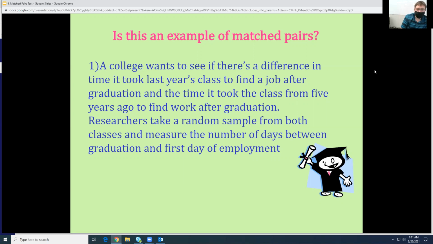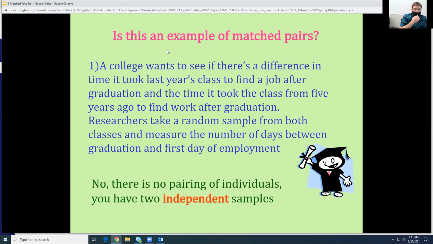All right, a college wants to see if there is a difference in the time it took last year's class to find a job after graduation and the time it took the class from 5 years ago to find work after graduation. Researchers take a random sample from both classes and measure the number of days between graduation and first day of employment. So the answer for this one is no, because we're not pairing individuals up on similar characteristics. There's nothing here they have in common. So we have 2 completely independent samples. The graduation class of 2000 is completely different and independent of graduation class of 2005.